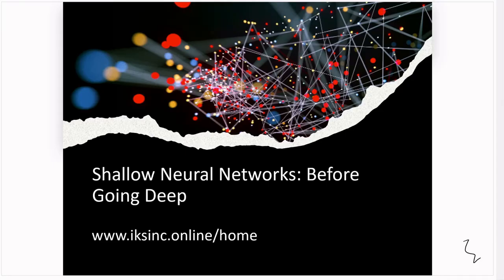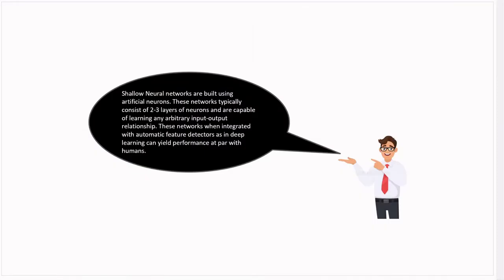Welcome to this lecture on shallow neural networks. Shallow neural networks are built using artificial neurons. These networks typically consist of 2 or 3 hidden layers of neurons. Hidden layers are the layers that sit between the input and the output layers. And these networks are capable of learning any arbitrary input-output relationship.